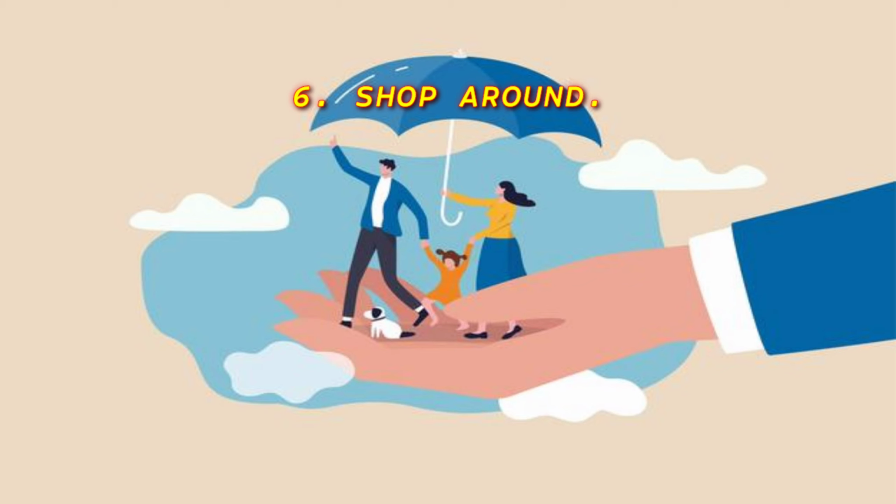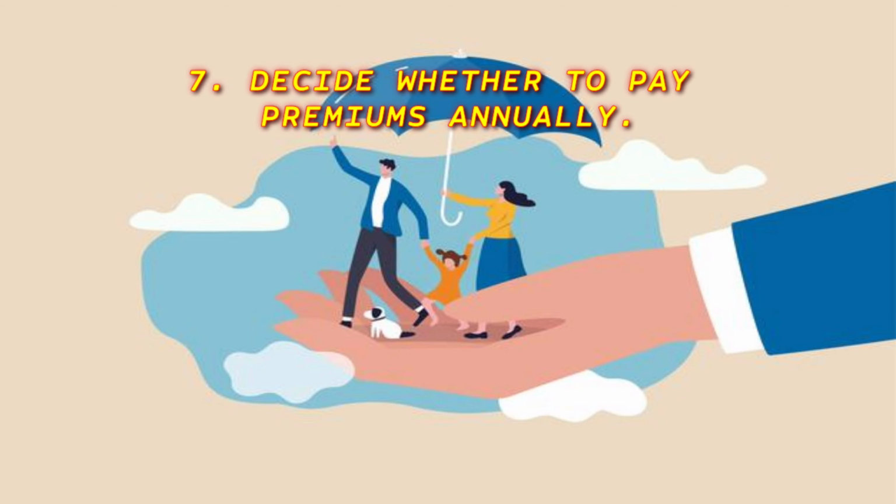6. Shop around. There are many ways to save money when buying life insurance, but they do not always entail paying a lower premium immediately. That said, life insurance is a very competitive business, so quotes can vary significantly between companies. 7. Decide whether to pay premiums annually. In most cases, it is better to pay annually rather than in installments because there is often a relatively large additional charge for paying smaller amounts more frequently.